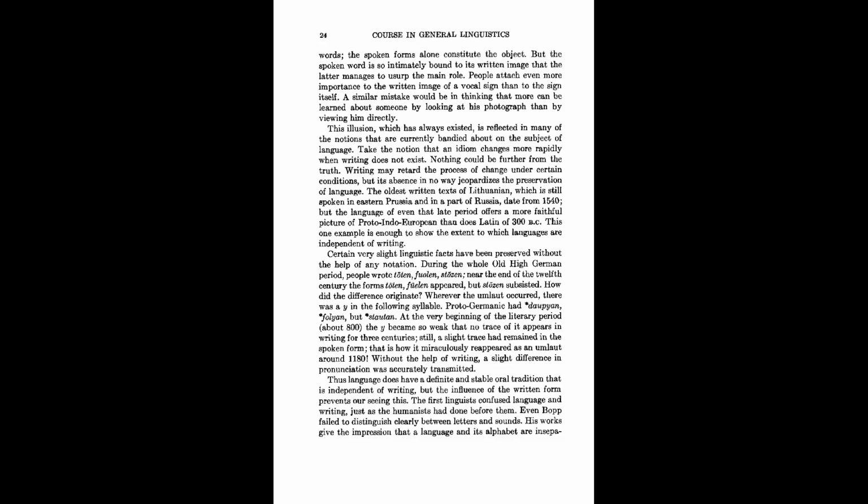The first linguists confused language and writing, just as the humanists had done before them. Even Bopp failed to distinguish clearly between letters and sounds. His works give the impression that a language and its alphabet are inseparable. His immediate successors fell into the same trap. The transcription th for the fricative th caused Grimm to think not only that th was a double sound, but also that it was an aspirated occlusive, and he accordingly assigned it a specific place in his law of consonantal mutation, or Lautverschiebung.